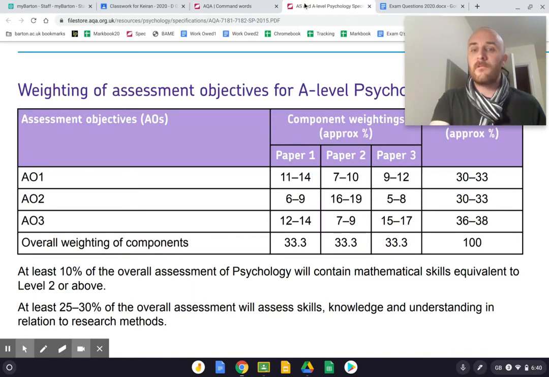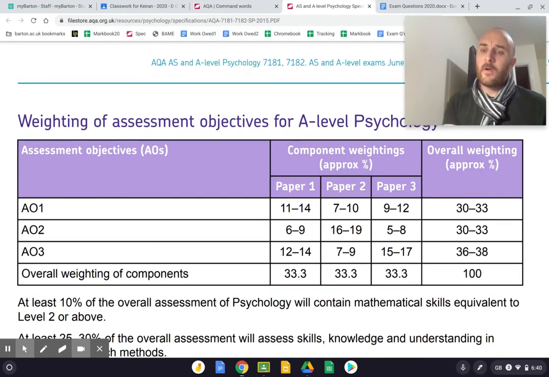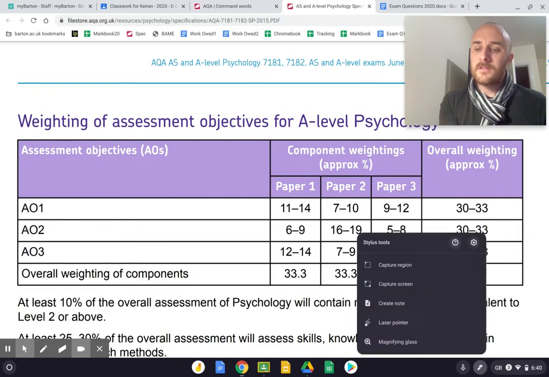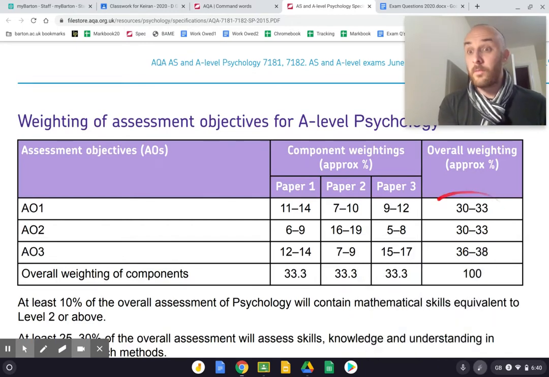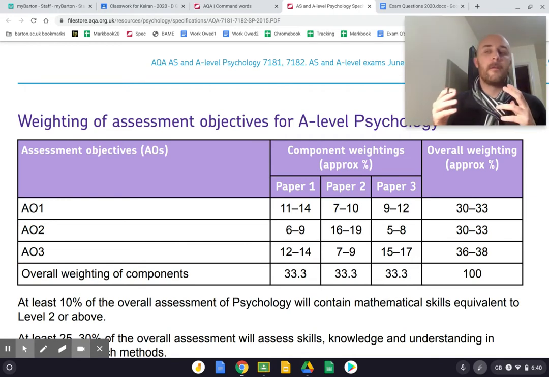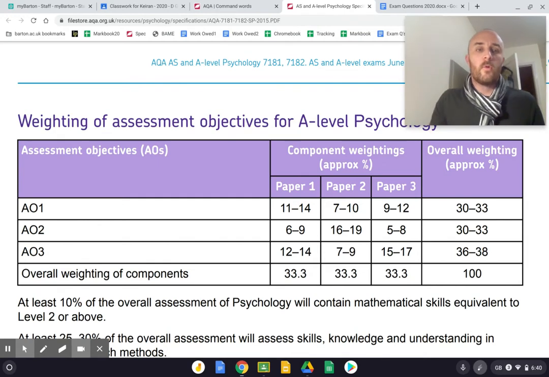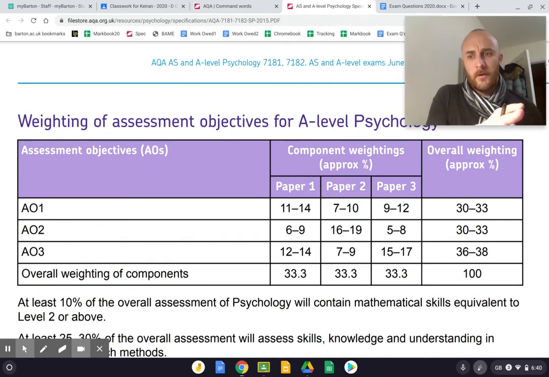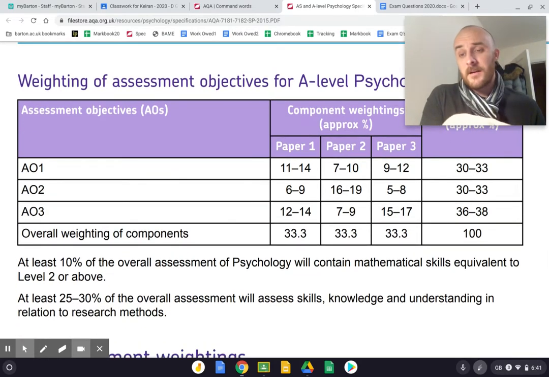I just want to give you a reminder of how important AO1 is. AO1 is not so much important in terms of how much you will be asked. It's only potentially less than a third of your grade. But why is AO1 so important? Because you cannot do AO2 and AO3 without AO1. You cannot analyze, you cannot apply, you cannot evaluate what you don't know. So your knowledge is super, super important.